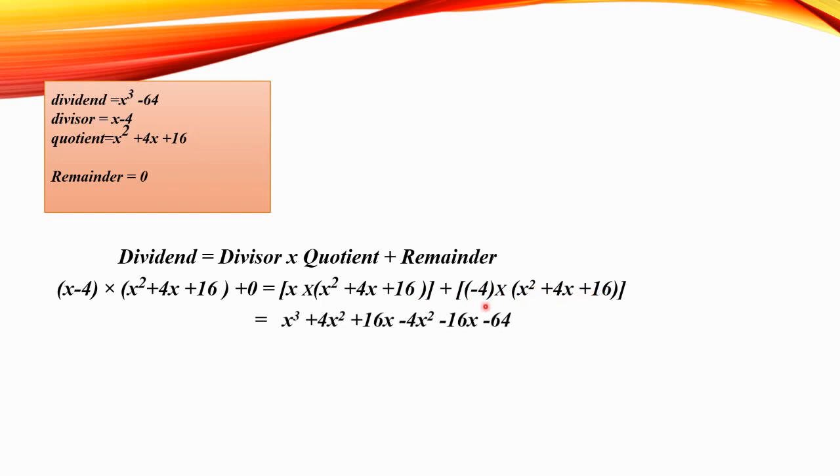So we get x cube plus 4x square plus 16x minus 4x square minus 16x minus 64. Now after deducting 4x square and minus 4x square, 16x and minus 16x, we are left with x cube minus 64, and that is our dividend. So our left hand side was dividend. We have got the right hand side also as the dividend.